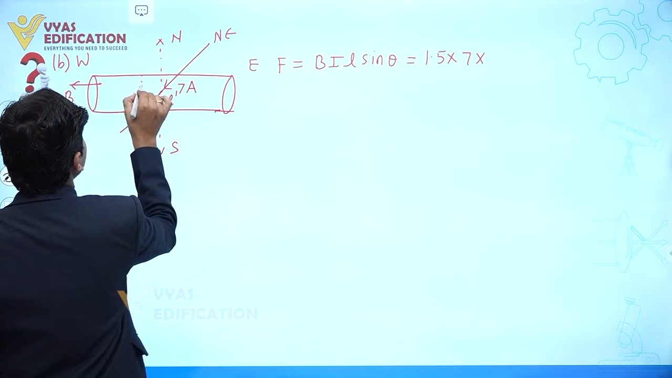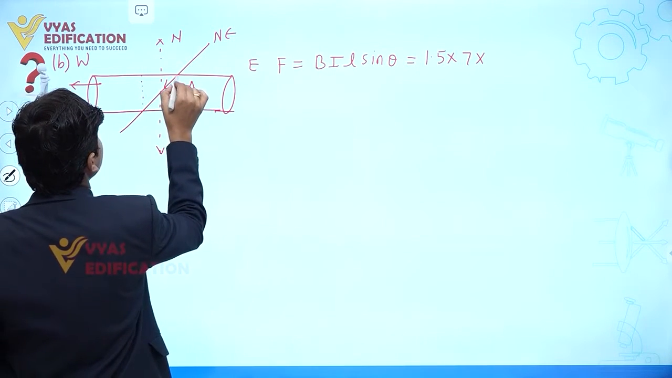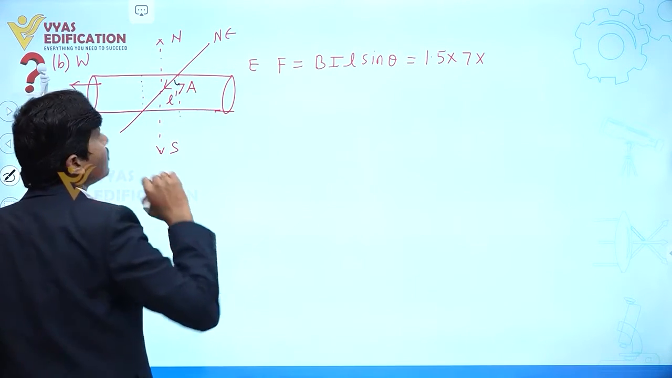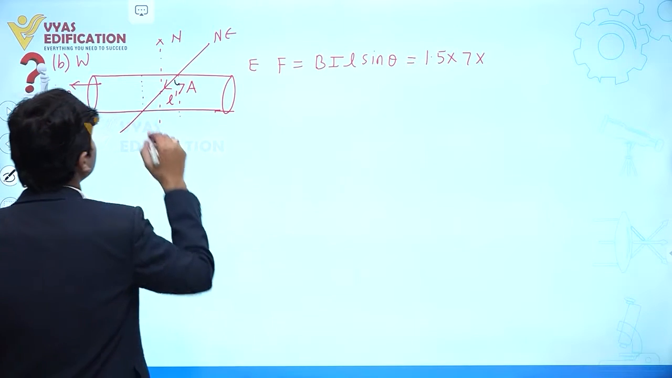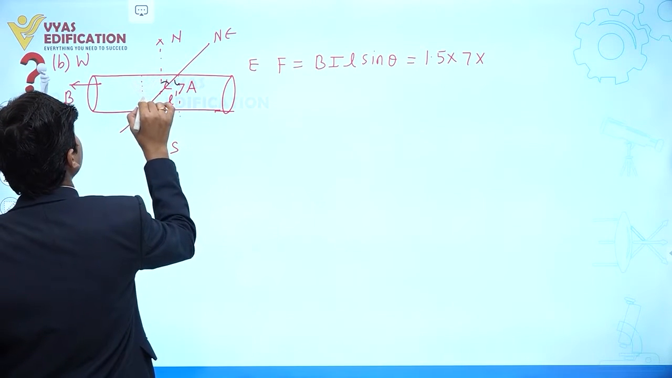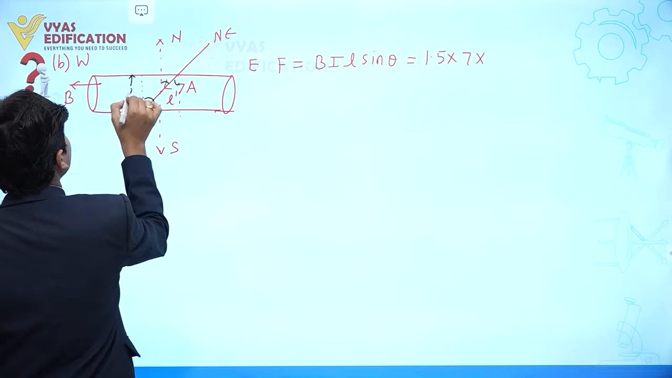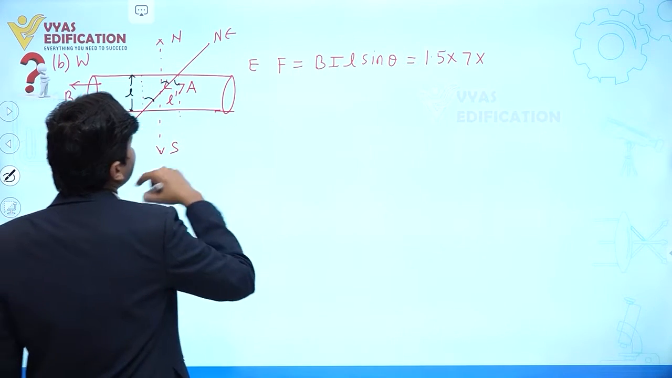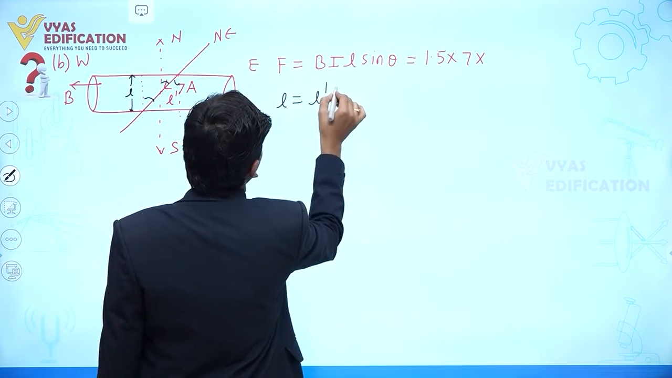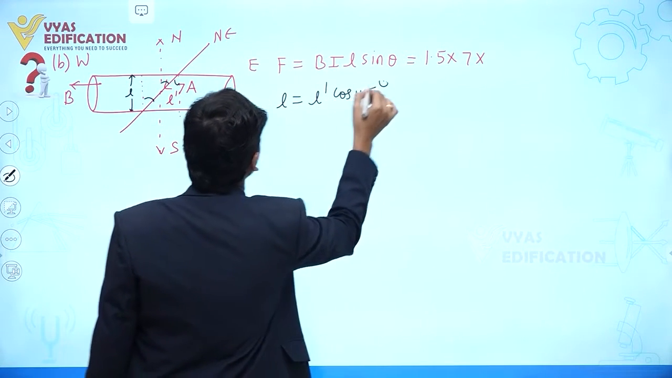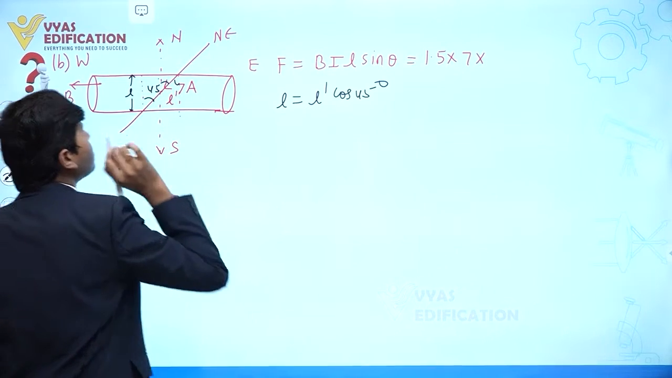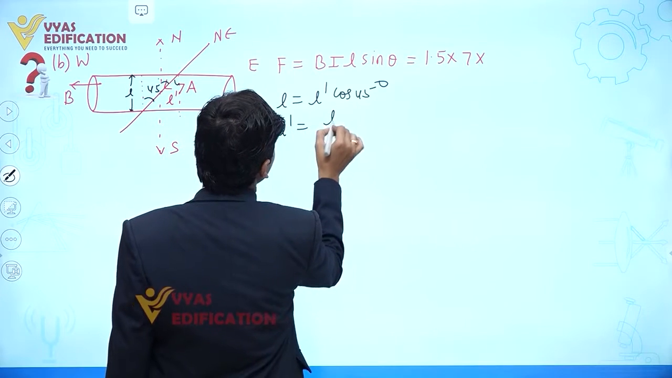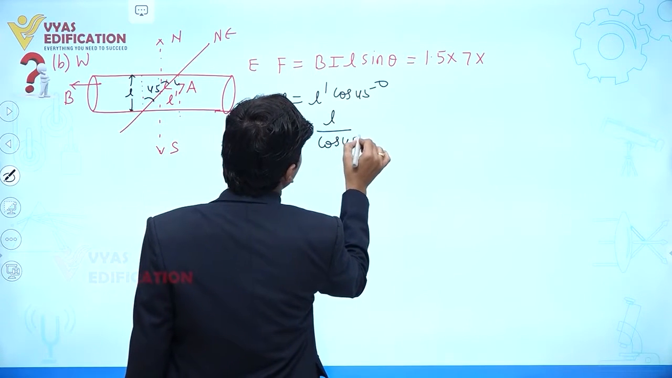From here you can see, if I draw a perpendicular here, this angle we know is 45. This angle is 45, and this one is also 45. We know this value, that is L. So we can find L equals L dash cos 45. I can say this angle is 45, so L equals L dash cos 45. So from here L dash equals L upon cos 45.